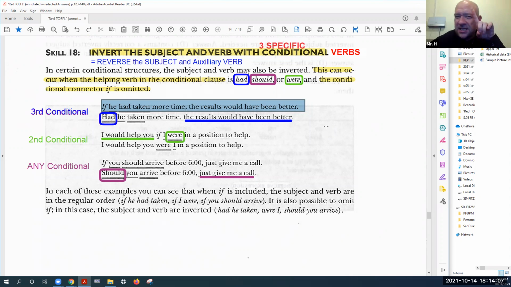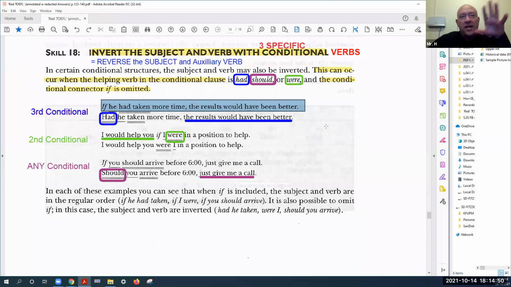Now, this skill isn't for all connectors, just the if connector. You understand? So you remove the if connector, then what? And you know how to invert now. What should I invert? The whole verb? All parts? No, only one part. Only the first auxiliary. That's all. We invert the first part with the subject.